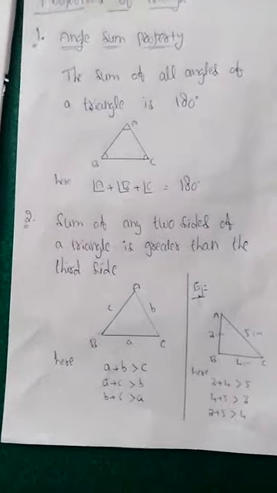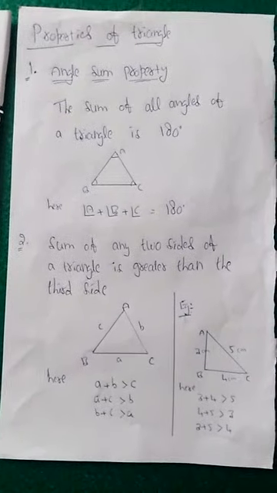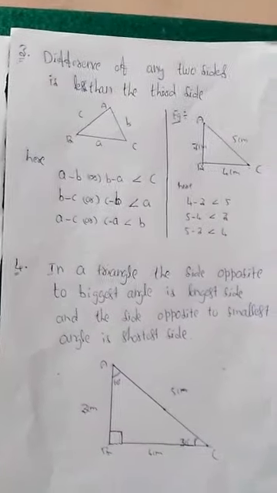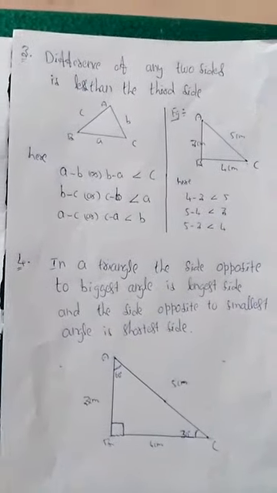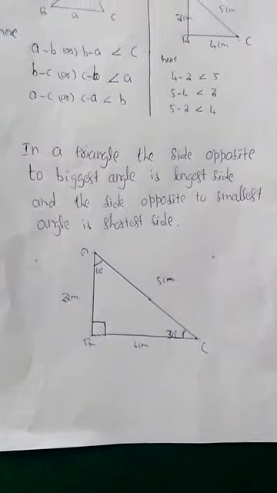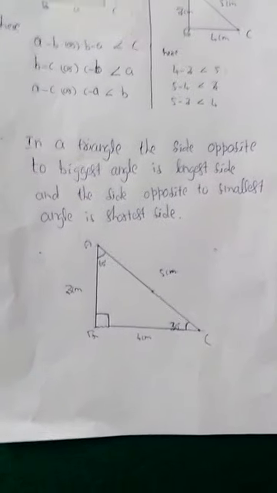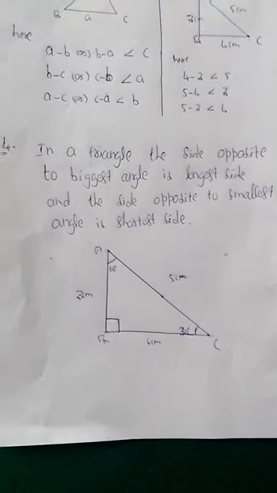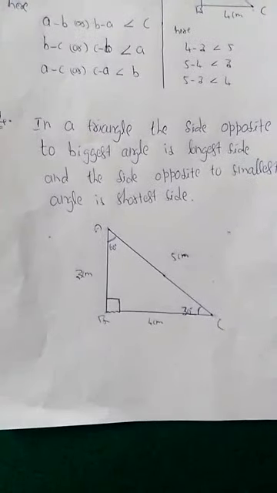And the second property: the sum of any two sides of a triangle is greater than the third side. And the third property tells us the difference of any two sides is less than the third side. And the fourth property tells us in a triangle, the side opposite to the biggest angle is the longest side, and the side opposite to the smallest angle is the shortest side.